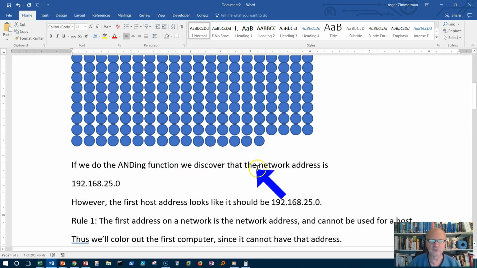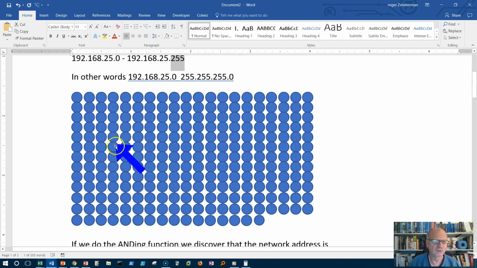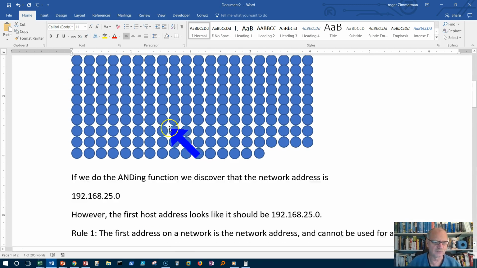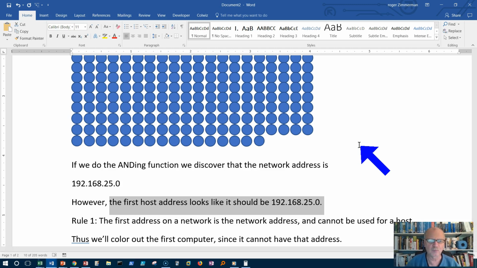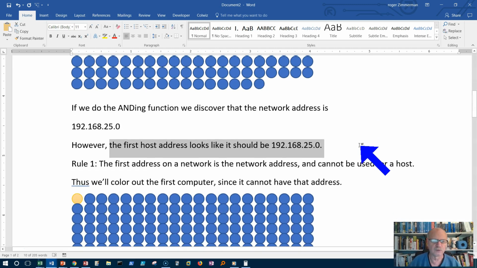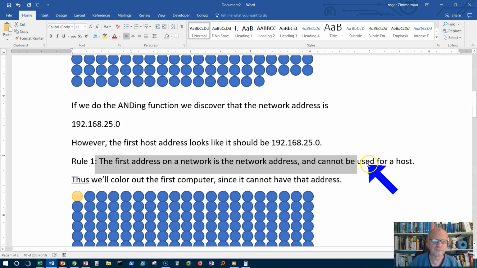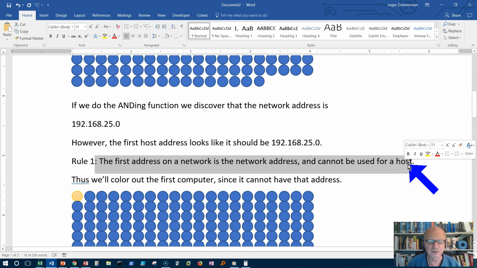We would discover that the network address here is 192.168.25.0. Well, that would be this very first one right here. But that's a problem. The first host address looks like it's 192.168.25.0. Now, that can't be both a host address and the network address. We have a problem. So here's a rule. Rule one. The first address on a network is the network address and cannot be used by a host.